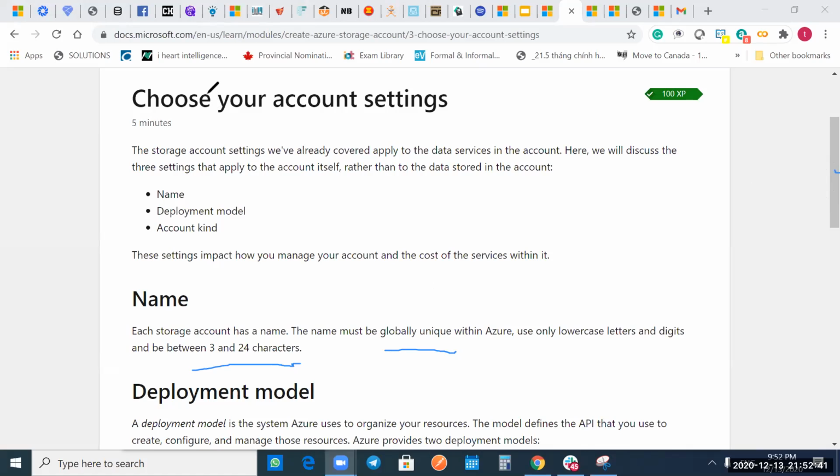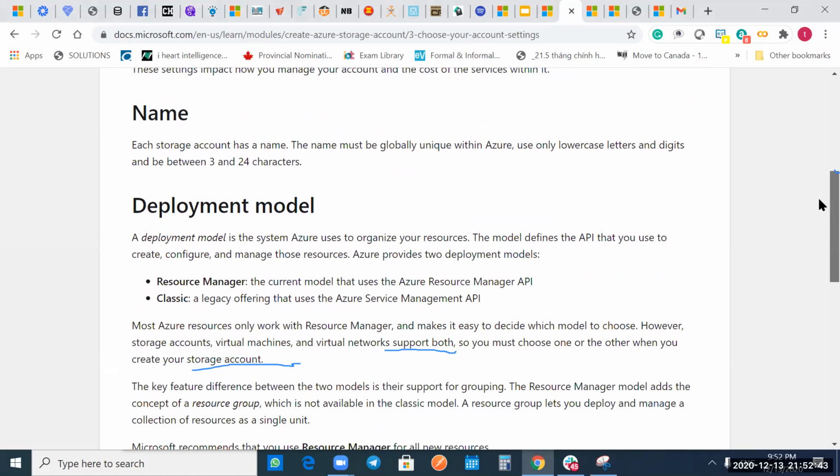For the deployment model, I will briefly talk about the API to deploy. In here, you can see that we have two types of API: the resource management API and the secure and service management API.